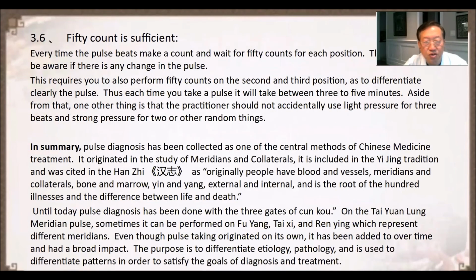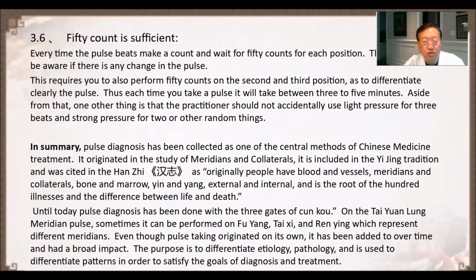50 counts is sufficient. Every time the pulse beats, make a count and wait for 50 counts for each position. This way you'll be aware if there is any change in the pulse. This requires you to also perform 50 counts on the second and third position to differentiate the pulse clearly. Thus, each time you take a pulse, it will take between 3 to 5 minutes. Aside from that, the practitioner should not accidentally use light pressure for 3 beats and strong pressure for 2, or other random things.